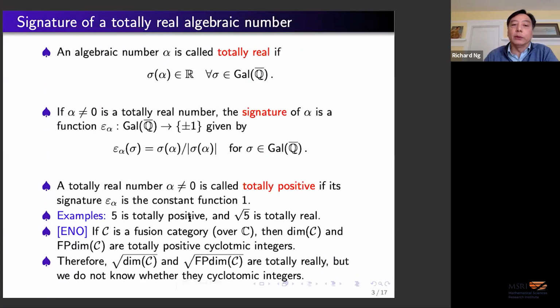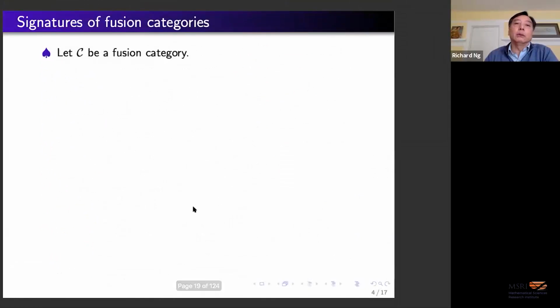We do not know whether these numbers are actually cyclotomic in general. In general, we don't know what the square root of dimension C is, but if C has a braiding, we can show that the square root of dimension C is a cyclotomic integer. But in general, we actually don't know. So now we can use it to define the notion of signature of a fusion category and rebuild from there.